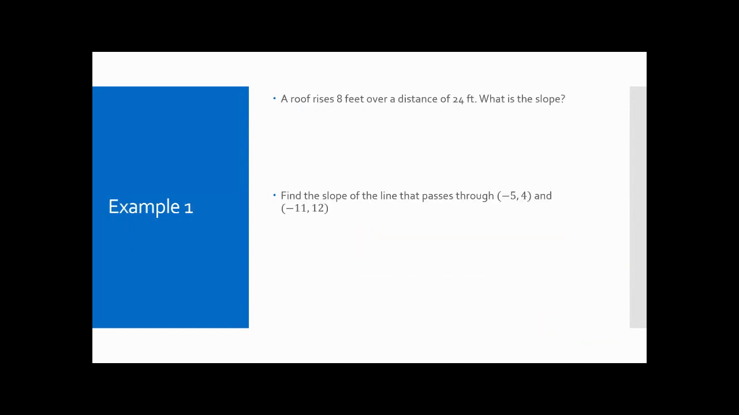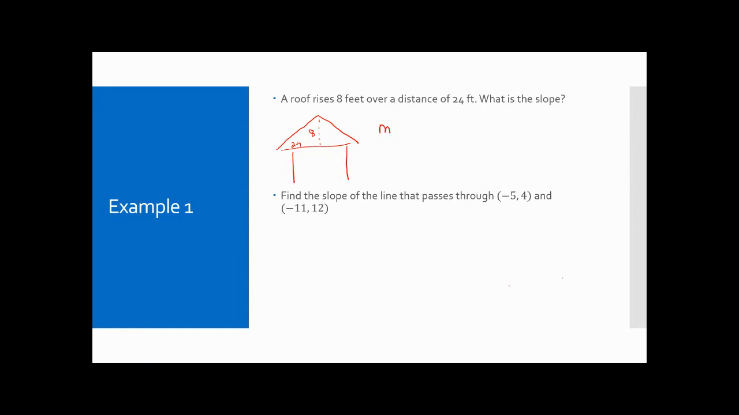So I've got two examples here. The first one: a roof rises 8 feet over a distance of 24 feet. What is the slope? I always like to draw pictures. So I have a roof, and I have my house. The rise is always our vertical distance, so our rise is going to be 8. And then that distance of 24 is going to be that horizontal distance. So that is basically the rise over run.